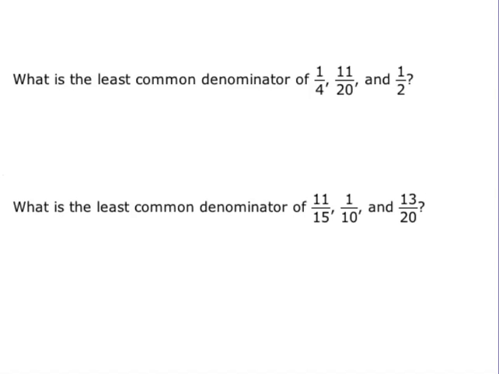denominator between two or maybe three fractions. And this particular one, we have 4, we have 20, and 2 as our denominators. Well, 2 and 4 will both divide into 20, so we can simply say our least common denominator is 20. Not too hard. The next problem, we have 15, 10, and 20.